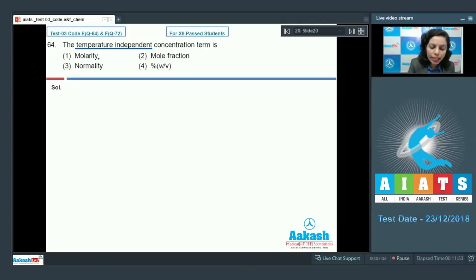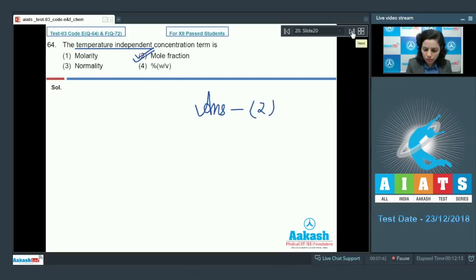So in case of molarity, that is equal to moles of solute upon volume of solution, it will be changed by temperature. For normality, and if we talk about percentage weight by volume, in this case volume is also there, so it would be temperature dependent. But if we talk about the mole fraction, that is equal to the ratio of the moles of a particular substance to the total number of moles present in the solution, this does not include volume and definitely it is temperature independent, and that's why I'll choose it as the correct answer.